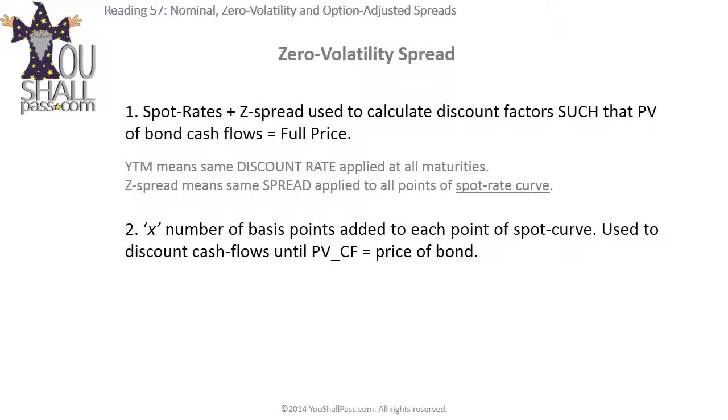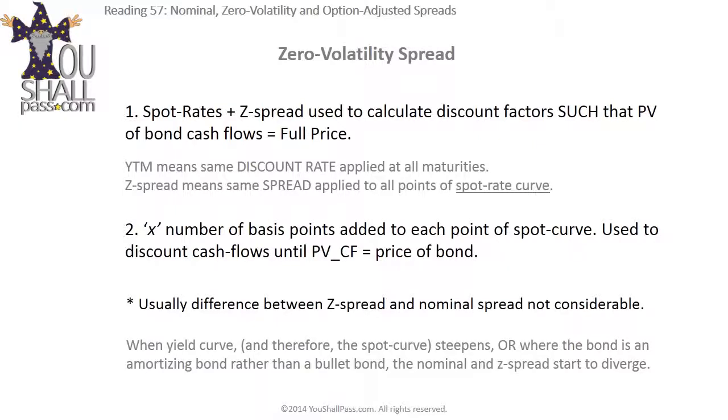In cases where the spot rate curve steepens sharply, or where the bond for which the Z-spread is being calculated is an amortizing bond rather than a bullet bond, in these cases the Z-spread is especially a better measure of incremental yield versus incremental return compared to the nominal spread. Otherwise, usually there's not a lot of difference between the Z-spread and the nominal spread.